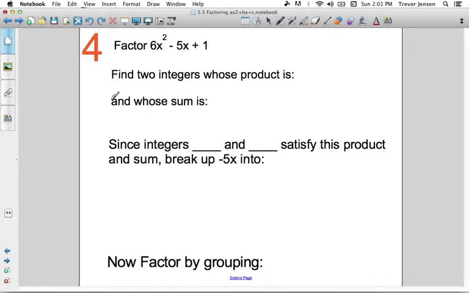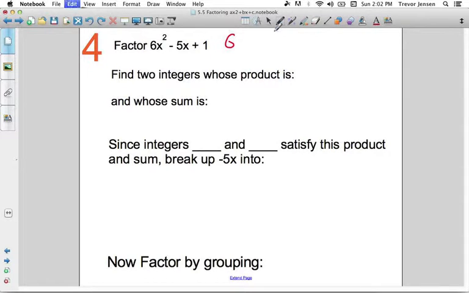Okay, let's do another example. Let's factor 6x squared minus 5x plus 1. Once again, when you want to factor a quadratic that's in standard form, you want to look at your a value and see, is it 1 or is it not 1? So 6 is not 1, so I'm going to have to factor this one by grouping, unless I can factor out that 6 right away. Does 6 go into 5 and 1? No, it doesn't. So I'm going to have to factor this one the long way by grouping.